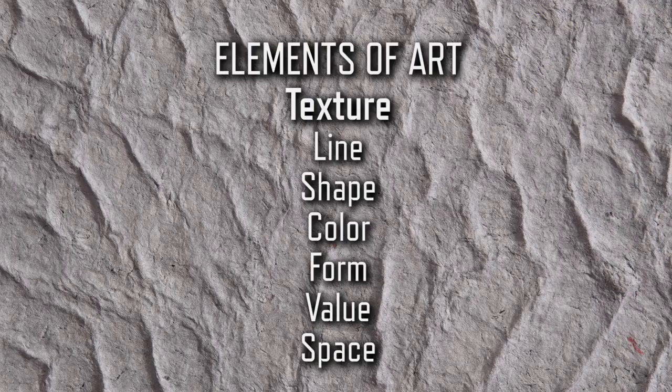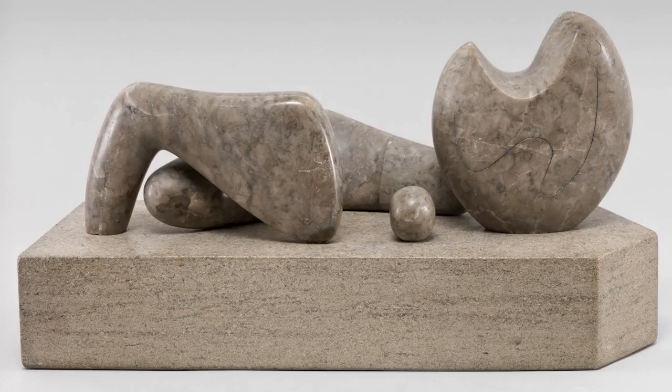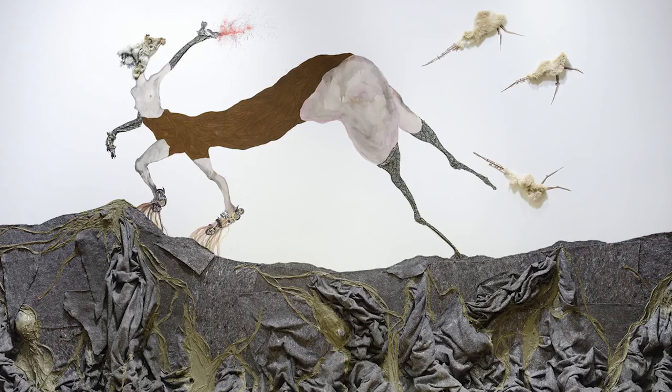Texture is one of the 7 elements of art, along with line, shape, color, form, value, and space. Texture is the look or feel of a surface. Just like form, texture can be real or implied.